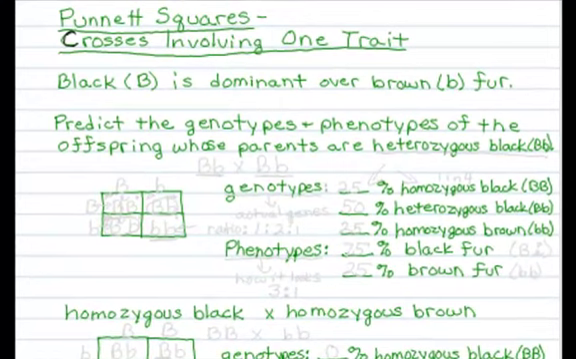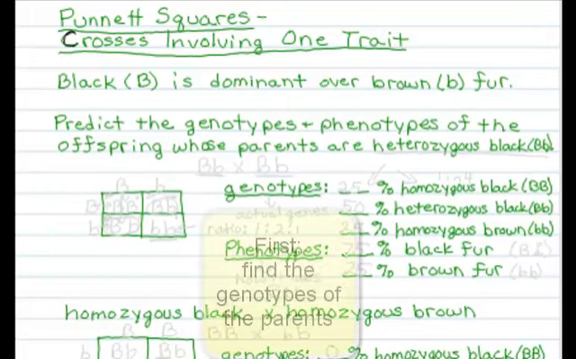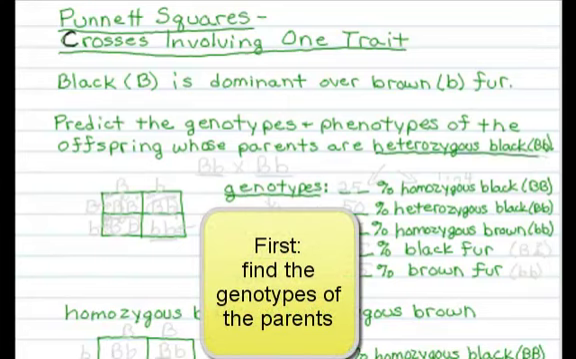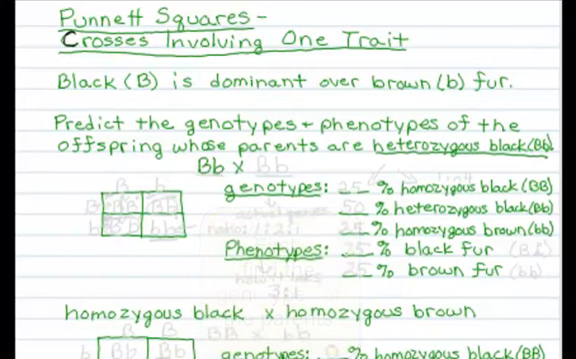So on the sheet it tells you that there's a particular animal where black fur is dominant over brown fur. And if you're taking parents who are heterozygous black, predict the genotypes and the phenotypes. And we're going to figure out what percent each one of those is. So the first thing we need to do is find the genotypes of the parents. And they are heterozygous black, which is big B, little b. So we're going to do big B little b times big B little b.